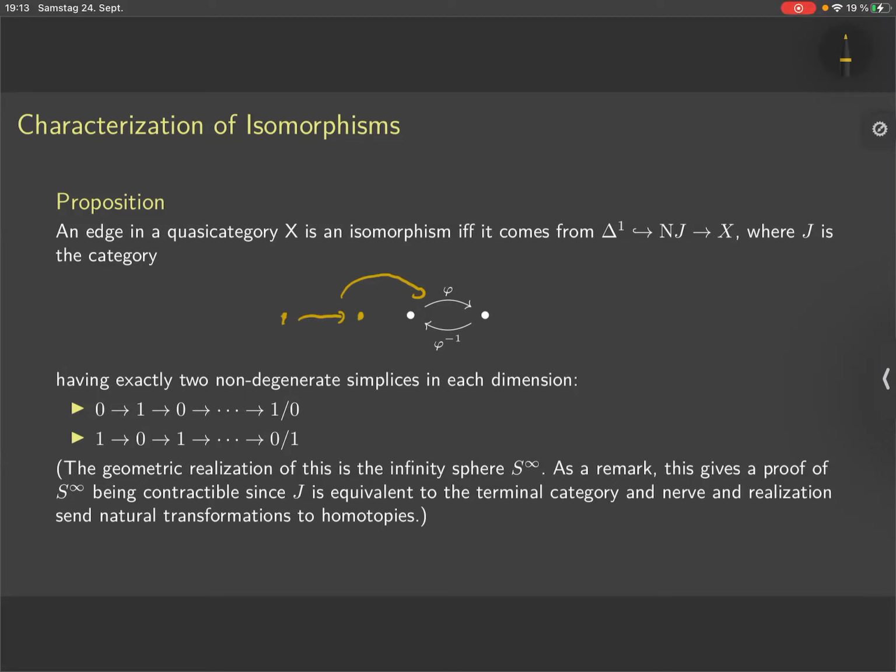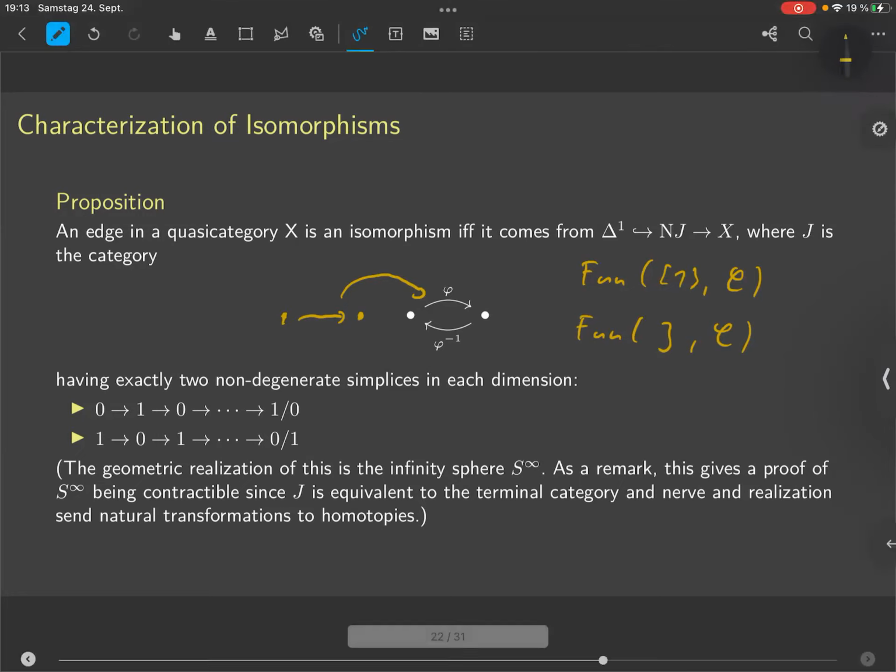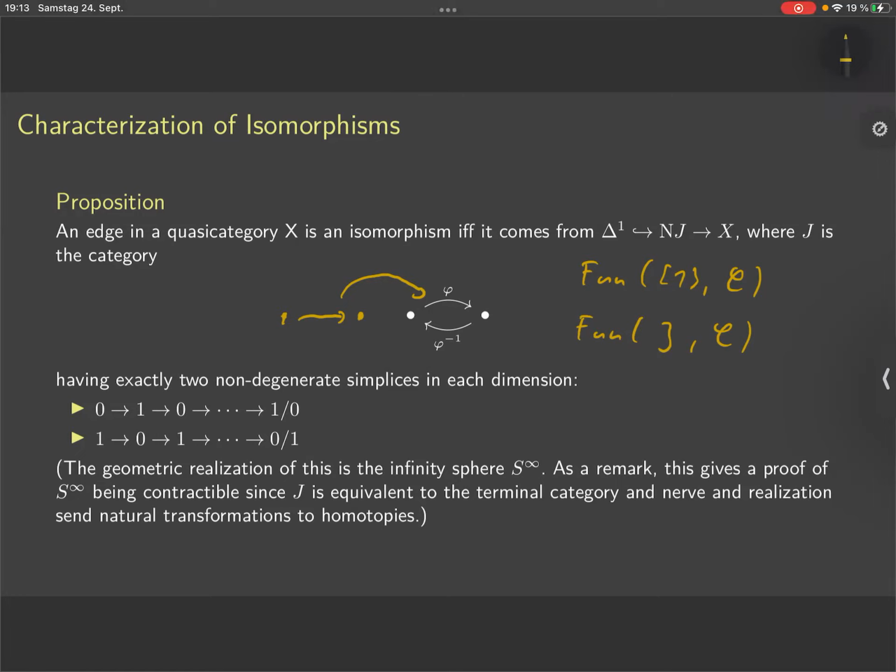And this guy is the arrow, so the functor category from this walking arrow to any category C. These are the morphisms of C. And when we take this functor category from this J to C, then these are the isomorphisms of C. And the same will happen for quasi-categories, but we have to take the nerve of this J, and of course the nerve of this, and on top we have delta 1.